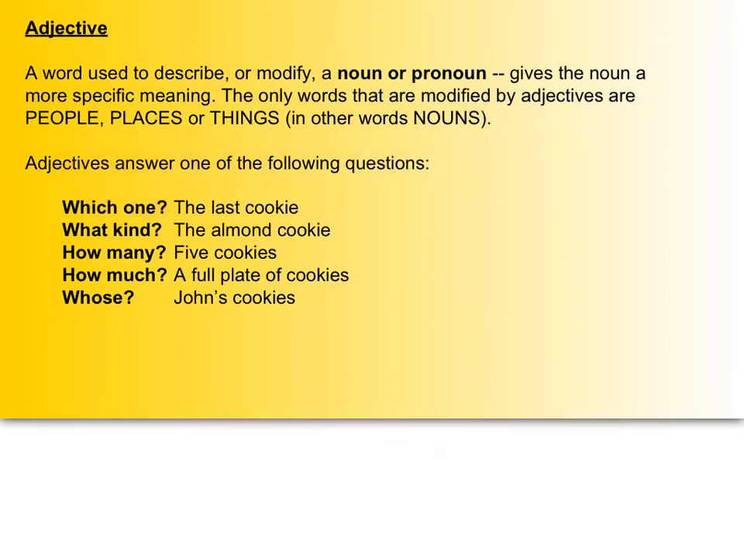Which one? The last cookie. What kind? The almond cookie. How many? 5 cookies. How much? A full plate of cookies. Whose? John's. All of these questions get answered with adjectives.